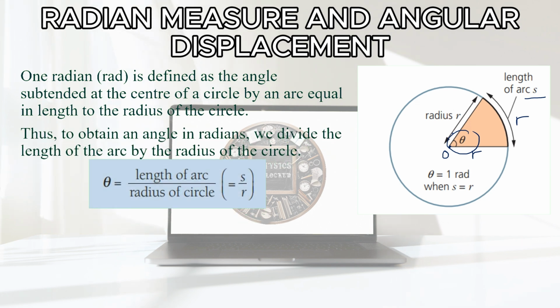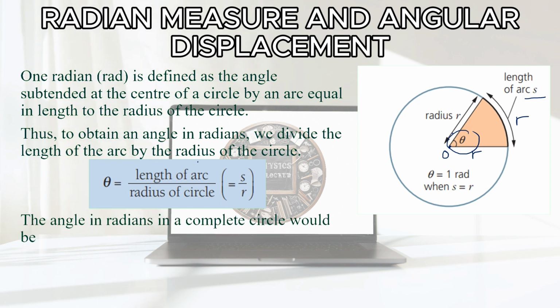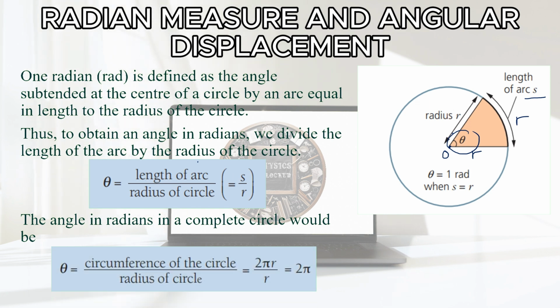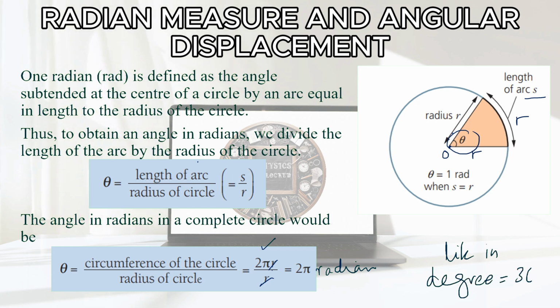So you can see the mathematical definition is, if we divide the length of the arc by the radius of the circle, then we will get this angle, which is equivalent to 1 radian. Length of the arc is symbolized as S and the radius of the circle is symbolized as R. If I write the angle in radians for a complete circle, the length of the arc will be the circumference of the circle, which is equivalent to 2 pi r, and the radius of the circle is r. If I cancel out r with r, then for a complete circle the angle is equivalent to 2 pi radians. Like in degrees, the complete circle is equivalent to 360 degrees.